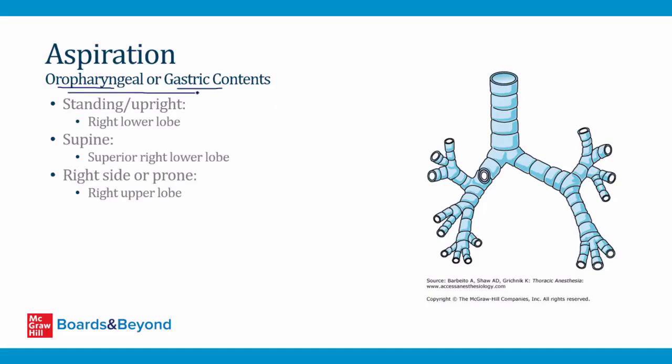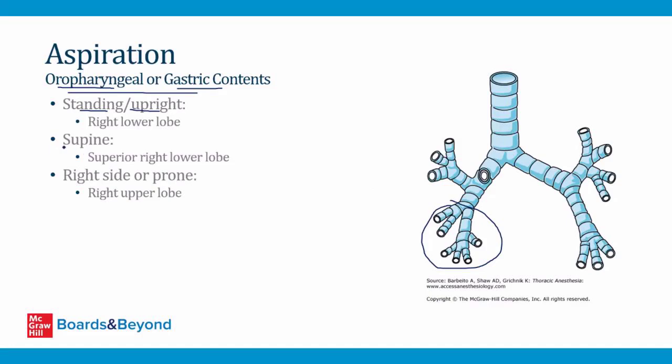And which lobe gets involved depends on the position of the patient when they aspirate these fluids. So if the person is standing or sitting upright, then usually gravity simply pulls all the aspirated contents down into the right lower lobe here. That's pretty easy to understand.